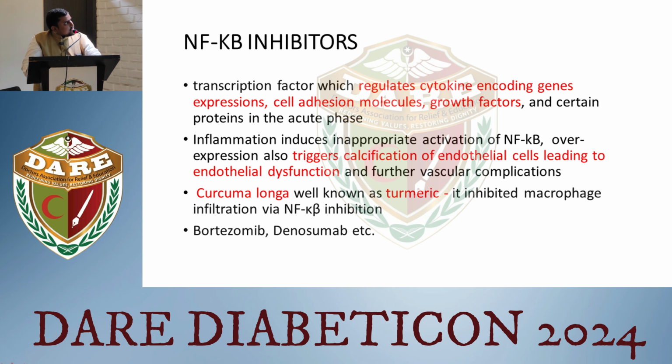Nuclear factor kappa B inhibitors regulate the cytokine encoding genes, which cause neutrophil and macrophage accumulation as well as other effects. Overexpression also triggers calcification of endothelial cells, leading to endothelial dysfunction. Hence, inhibiting this goes a long way in reversing the effect. Our routine turmeric has a natural compound of this kind, known as curcuma longa. You must have seen patients who are having inflammation usually try to apply turmeric. It's because of this compound, which has the same effect as the drug-based nuclear factor inhibitors such as bortezomib and denosumab.